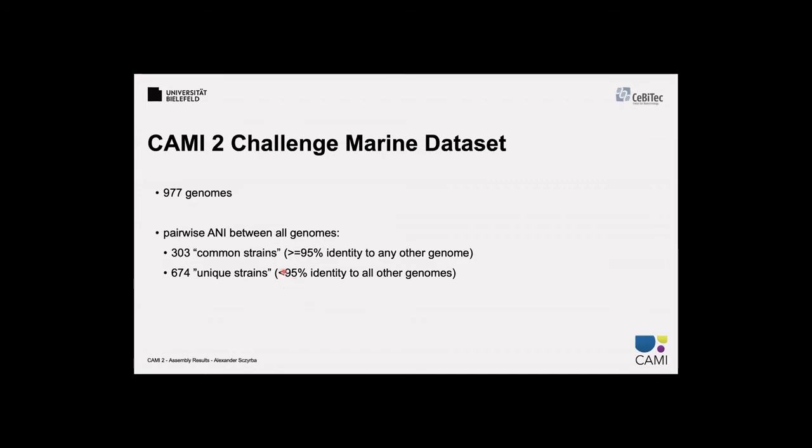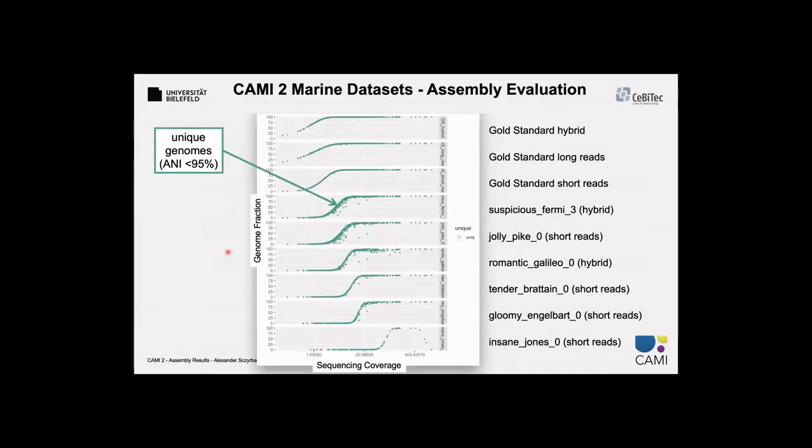And you can imagine that it's probably easy to assemble these genomes because they are pretty unique in the data set, and it's more challenging to assemble these common strains. And let's look at the results here. So each dot basically is showing one genome. And on the x-axis, you see the sequencing coverage of this particular genome. And on the y-axis, you see the genome fraction, meaning how much of the genome has actually been reconstructed by this particular assembler.